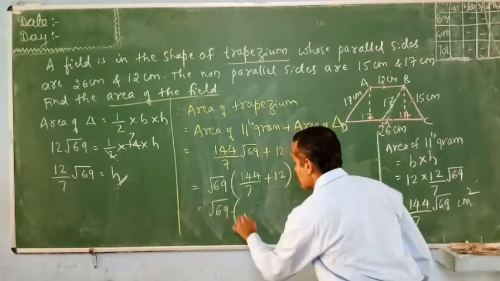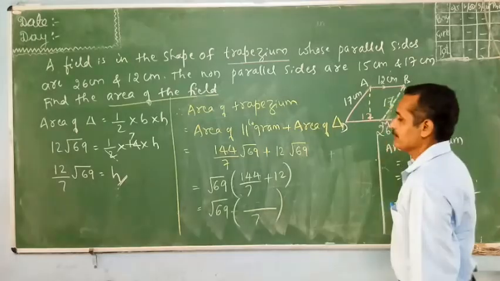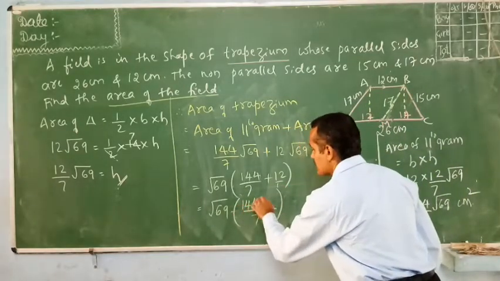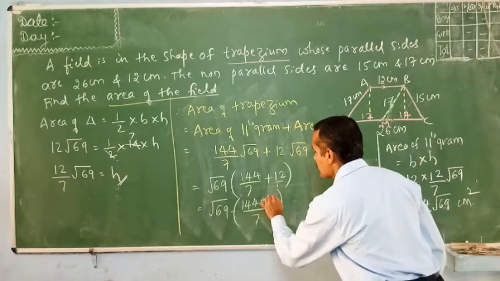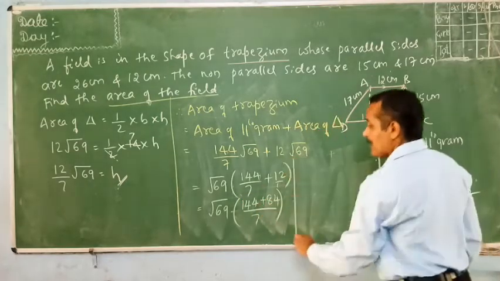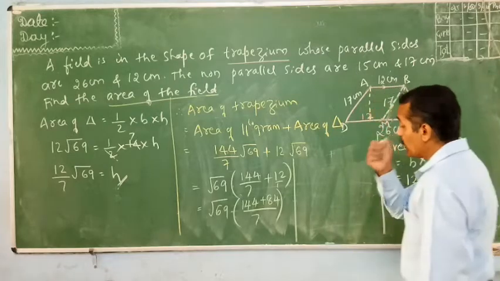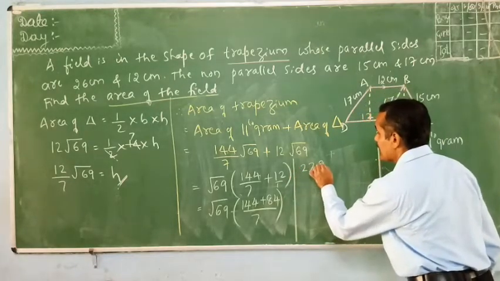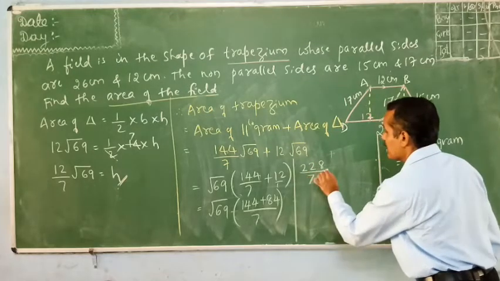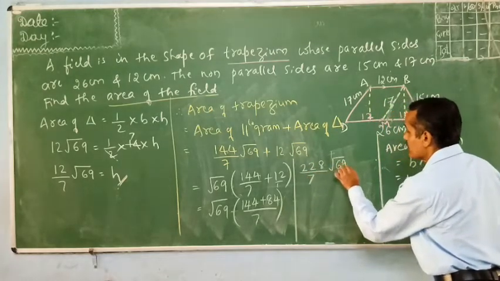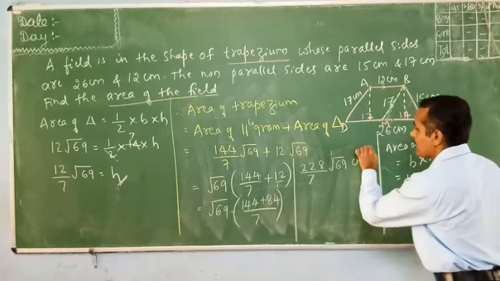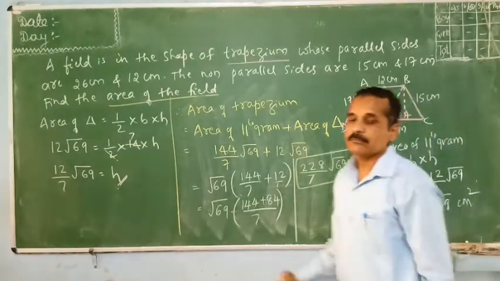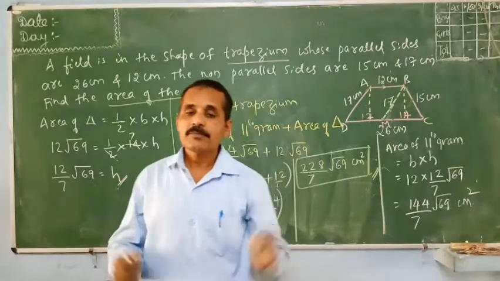Under root 69 will be as it is, into 7 is the common LCM. It is 144 plus 12 sevens are 84. If you add it, 144 plus 84 is 228. So 228 divided by 7 under root 69 centimeter square is the area of the trapezium. This much work has to be done.